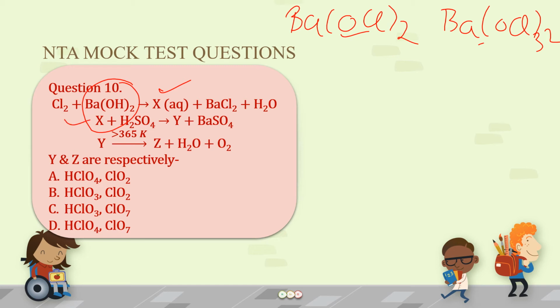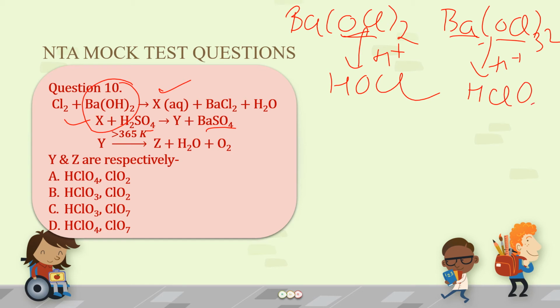Now when X is going to react with H2SO4, it is going to be a displacement reaction. We are going to see that barium sulfate is formed. So it is going to be this or this reacting with hydrogen. When it is H positive with this, it will be HOCl. And when it is H positive with this one, it will be HClO3. So these are the two possibilities.